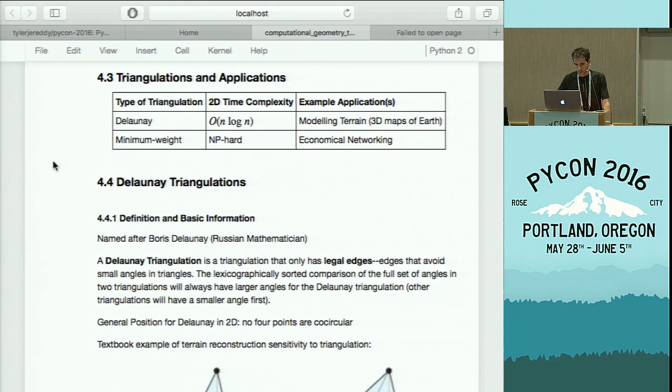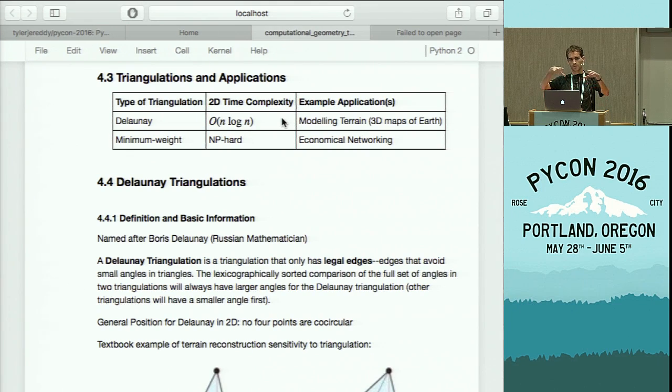So actually, my table of useful triangulations and their applications is fairly small, but it contains at least one super useful example, which is the famous Delaunay triangulation, named after the Russian mathematician Boris Delaunay. And you probably won't be surprised to learn that it has a log linear time complexity again. And it's super useful for modeling terrain. So it has a major application.